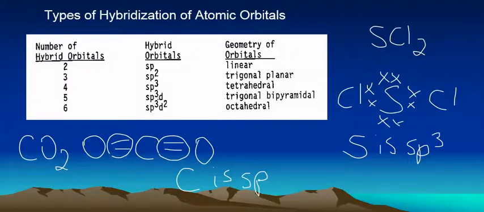So, important thing, know the chart. Lone pairs count, double and triple bonds count as 1 when you're doing hybrid orbitals. And only the central atom forms hybrid orbitals.